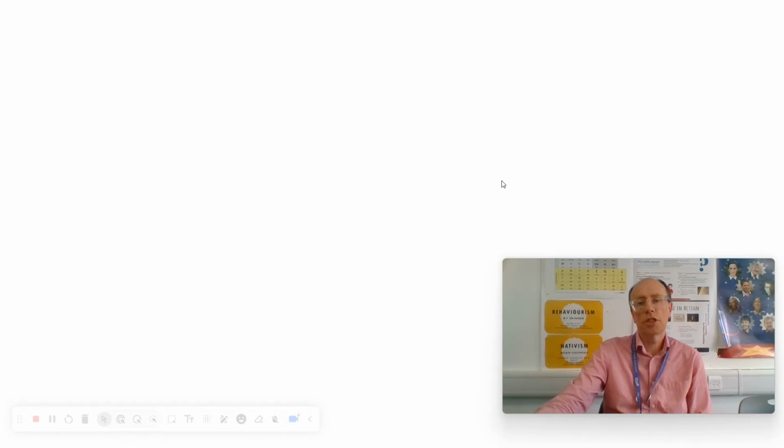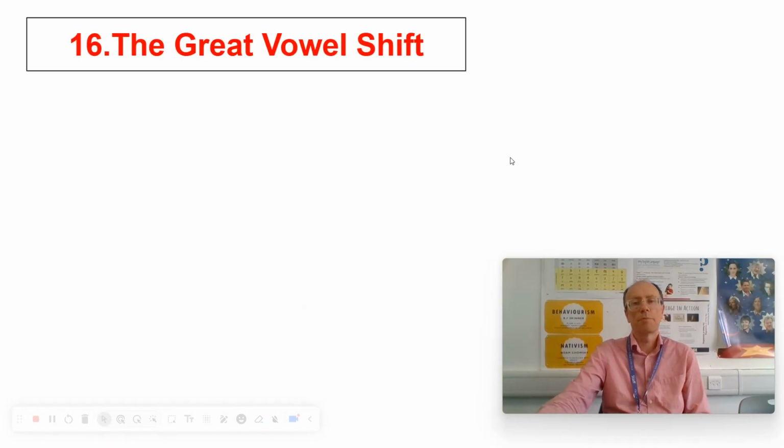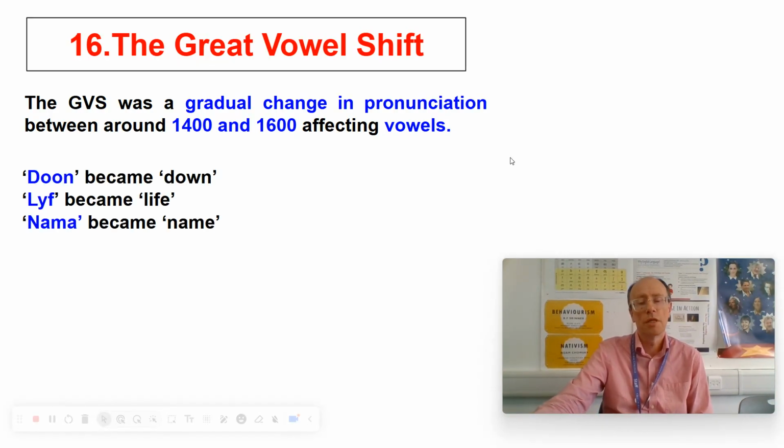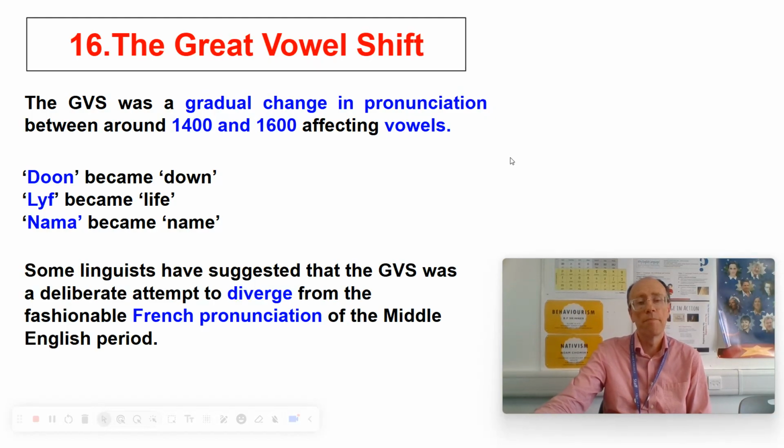The last language change concept that we're doing on this video is about the Great Vowel Shift, sometimes known as the Great Bowel Shift. This huge shifting of vowels that happens from 1400 to 1600. What it is, it's this gradual change in pronunciation that affected vowels. Very, very slow process. So medieval word doon becomes current day English down. Leaf becomes life. Nama becomes name. So this happens very slowly over something like 200 to 250 years.